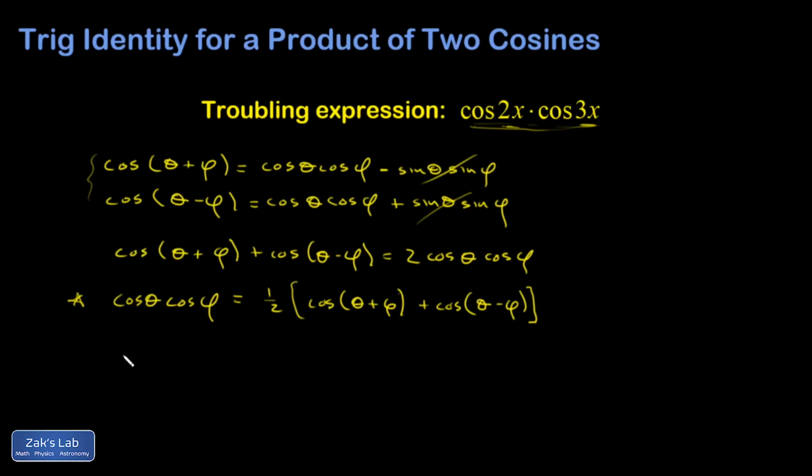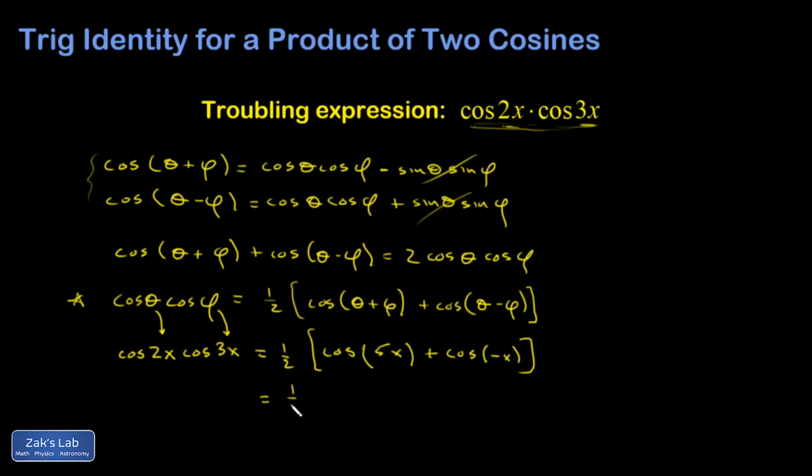So let's apply this thing. I'm going to let theta be 2x and phi be 3x. So I get the cosine of 2x plus 3x, that's 5x. And then the cosine of 2x minus 3x, that's negative x. And just to make it a little cleaner, I use the fact that cosine is an even function. So the cosine of negative x is equal to the cosine of positive x.